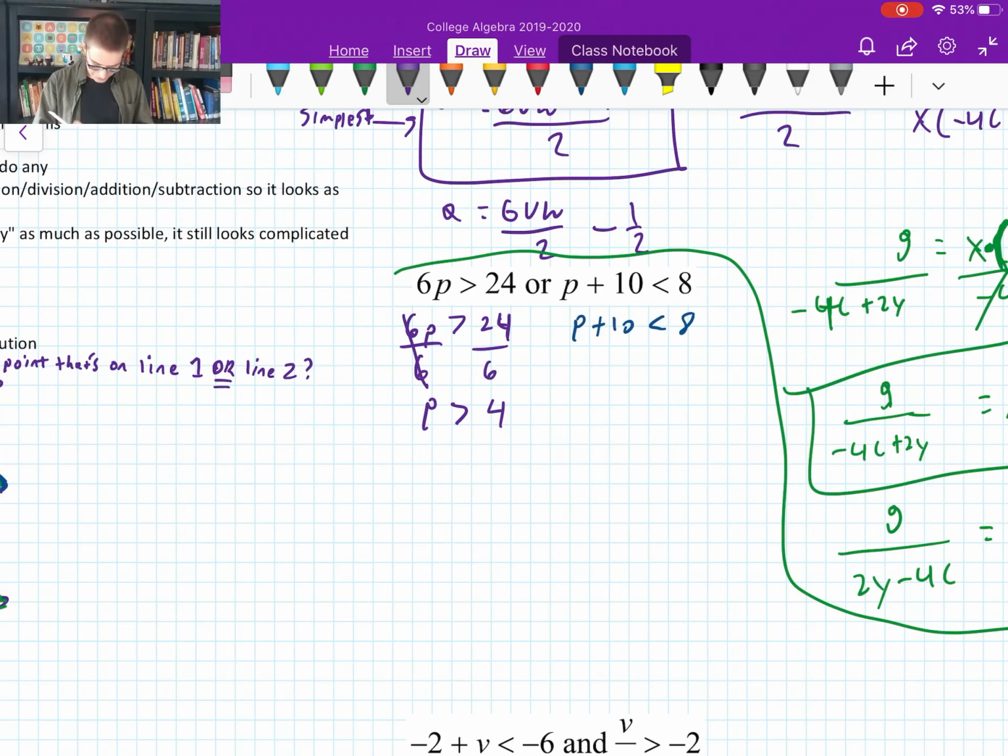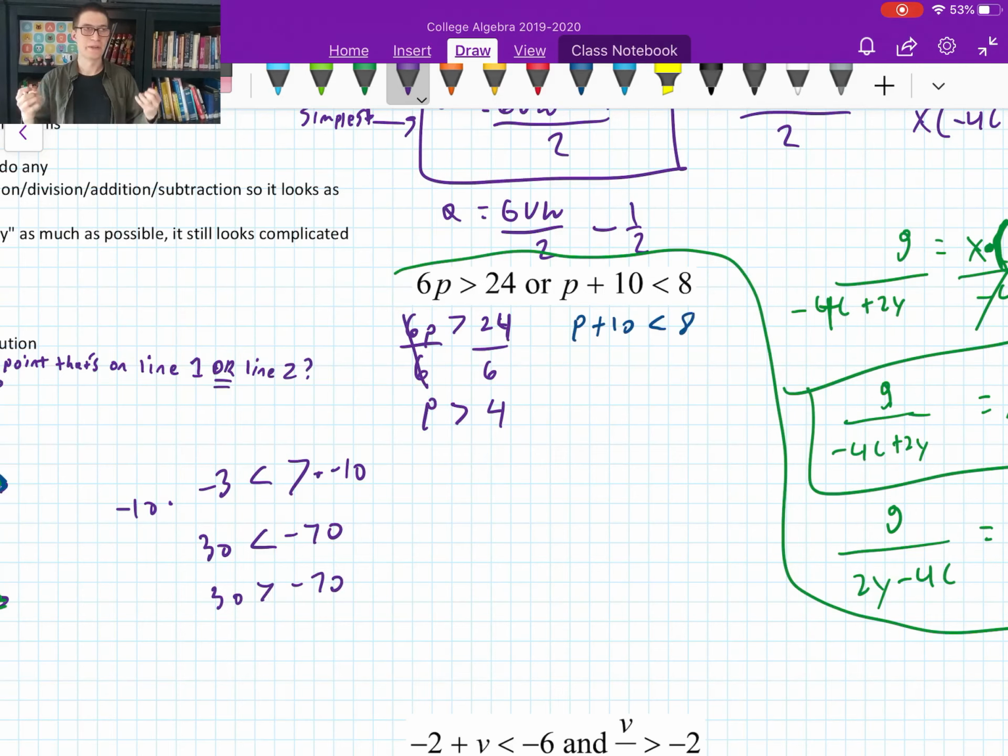You can think of it this way. If you say negative 3 is less than 7, and I multiply both sides by negative 10, we get 30 is less than negative 70. Now we know that 30 is not less than negative 70, so we need to switch the sign to make sense. We'd say 30 is greater than negative 70, because negative 70 is a really big debt. We owe $70. I'd rather have $30 than owe $70.